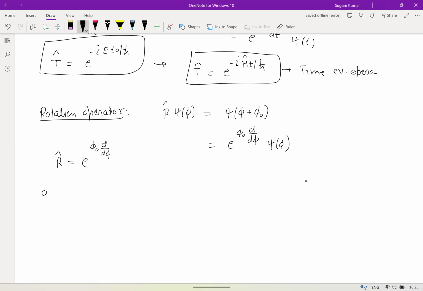Now, if you talk about orbital angular momentum, the functional form of this operator is known to us. So think about the LZ, nothing but minus iota h cut del by del phi. And from there you can see this R cap is going to become e power minus iota LZ into phi, or you can say phi naught, upon h cut.